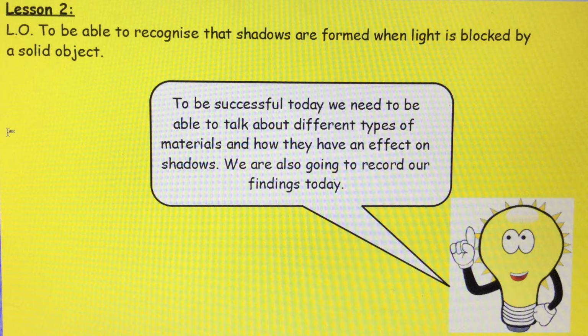Our learning objective today is to be able to recognise that shadows are formed when light is blocked by a solid object. To be successful today, we need to be able to talk about different types of materials and how they have an effect on shadows. We are also going to record our findings today.